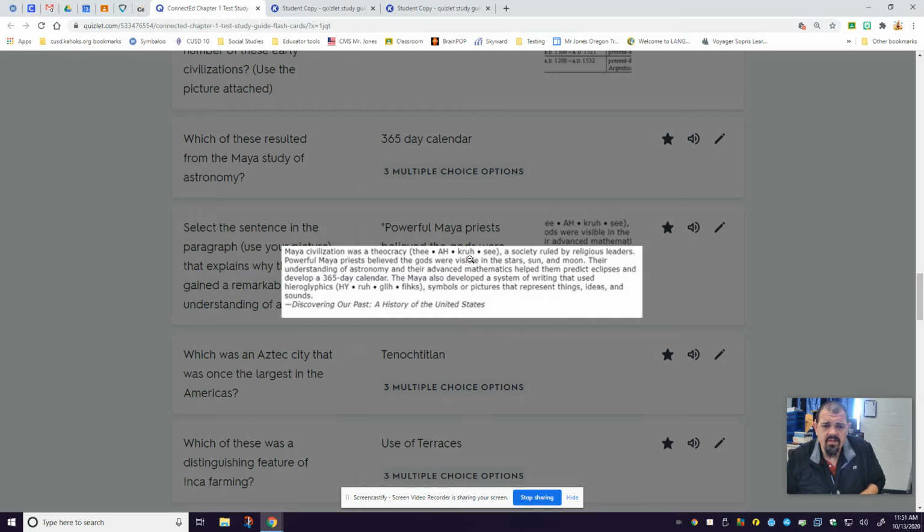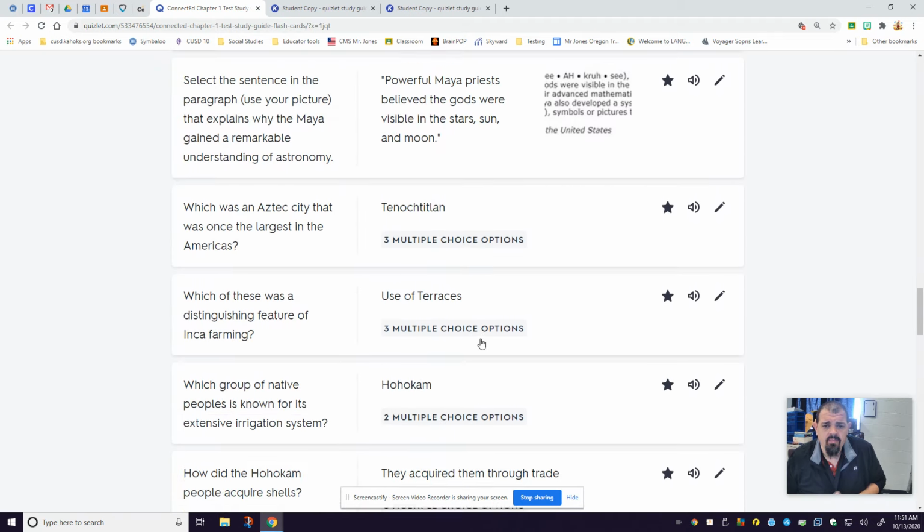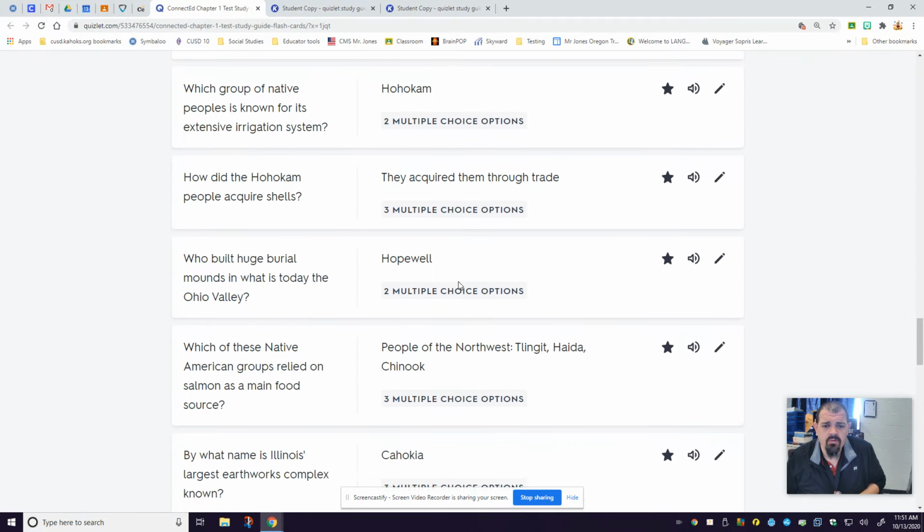Now you're asked to find one sentence in here, and on your test you'll click on the sentence that you think is correct that explains why the Mayas were good at astronomy, or in other words, why were they studying the stars and moon? Well, if we look on there, why are they looking at the skies? Well, they believed that their gods were in the stars, sun, and moon. That sentence, powerful Maya priests believed gods were visible in stars, sun, and moon, is the sentence that tells us why they were studying the sky. The rest are either unrelated or results of studying the sky. Okay? More multiple choice answers that you need to go through.